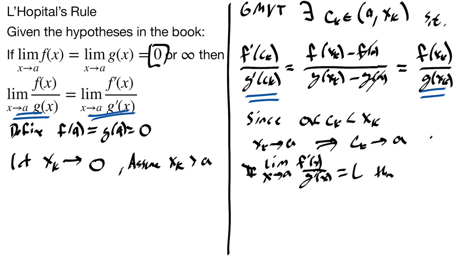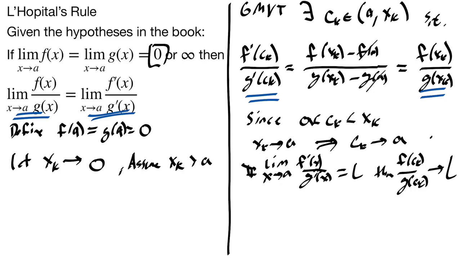If that exists, then the ck values, because it's a sequence, have to approach that same L value as well. And this was something we proved, right? That if a limit equals L, and you take any sequence that's approaching that limit value, then that sequence has to approach L also. Okay, so that's just by the sequential characterization.